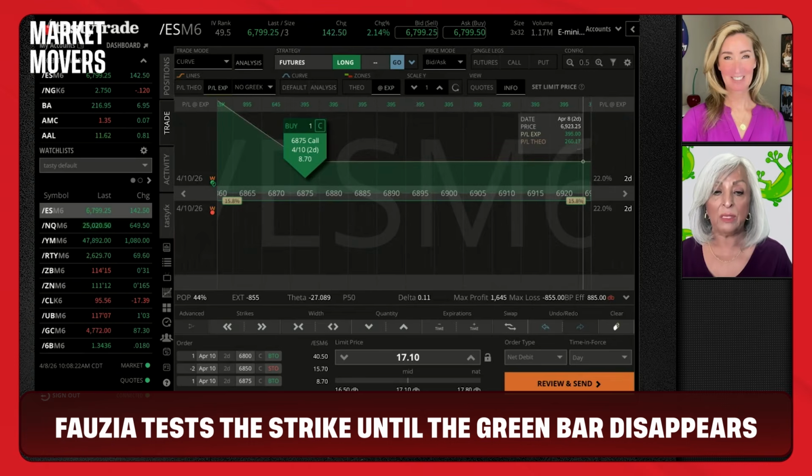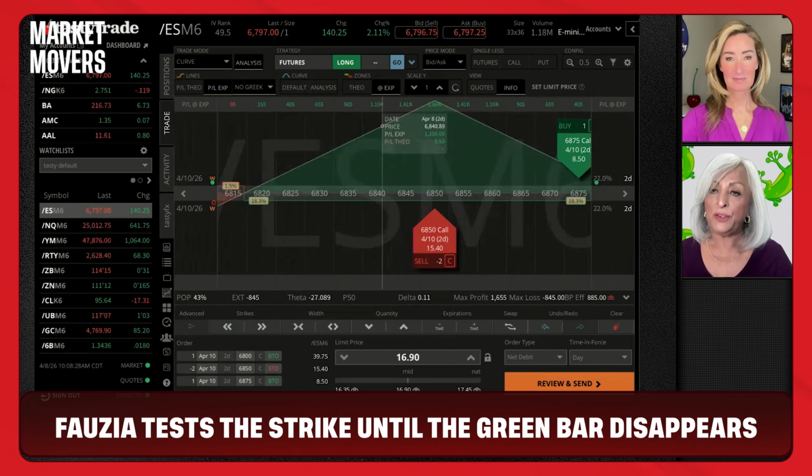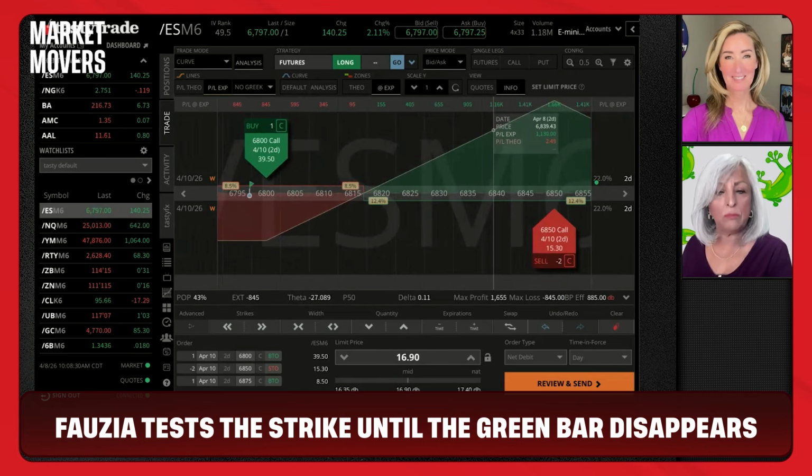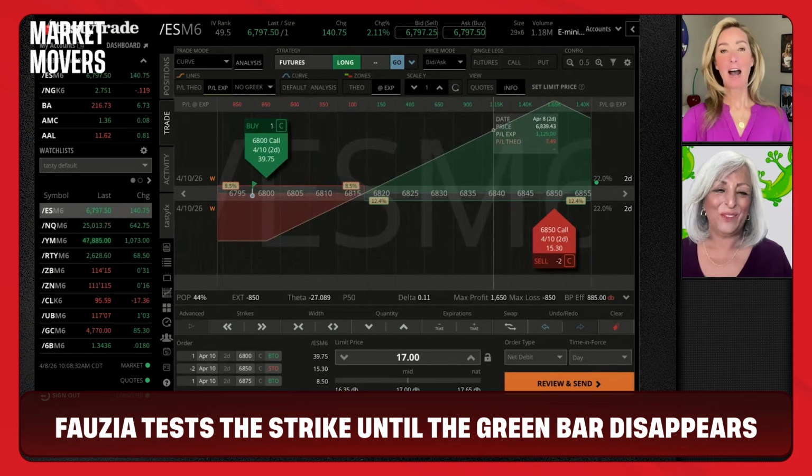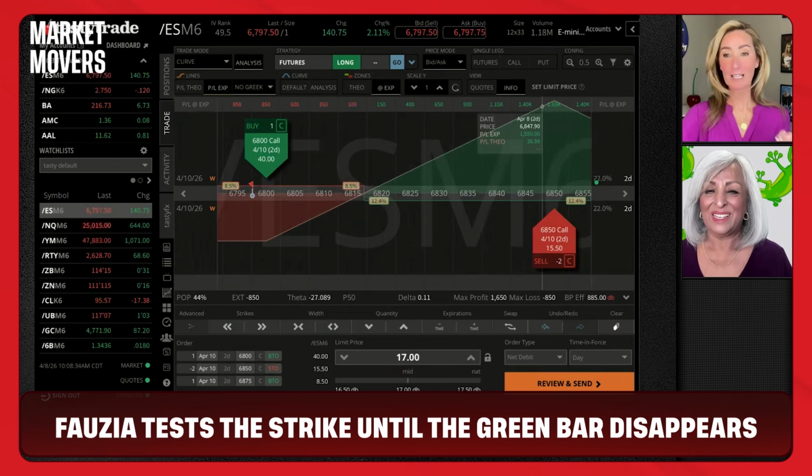The general thing to remember is that the leading wing, the closer wing, should be wider than the following wing, for lack of a better expression. I really like this trade.